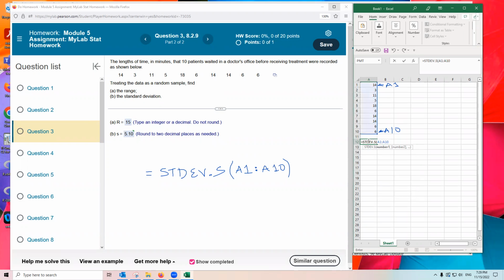And when I do that, notice how Excel is highlighting the numbers in blue to show me those are the data values I'm working with. And if I hit enter here, it looks like 5.10. So the standard deviation here turns out to be 5.10 rounded to 2 decimal places. All right, so using Excel, of course, is going to be a very good idea. In Module 5, you're going to be working on the midterm project where using Excel is required.